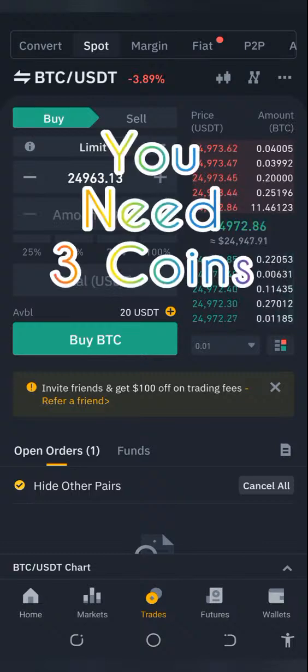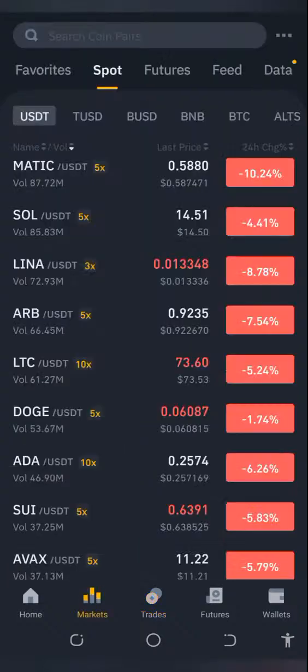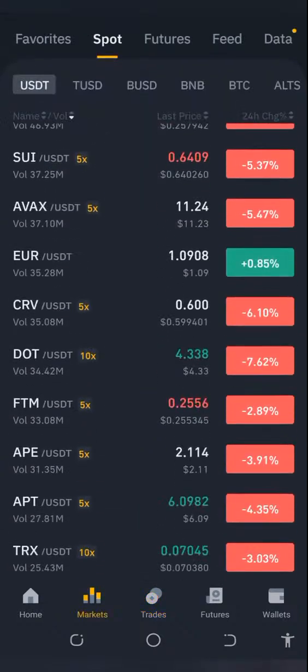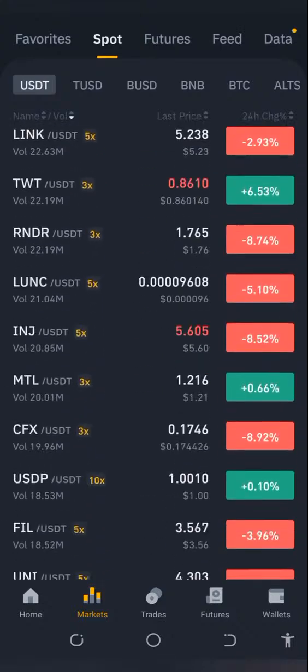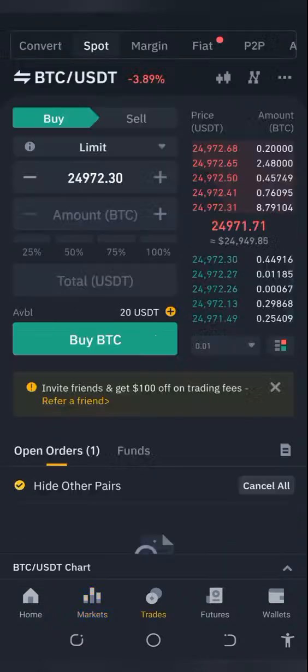First off, you need 3 coins. Look at this. We've gone to the coin section, and you can see there are so many coins here. You need to pick one. And of course, in our income strategies course, we show you how to pick the right one based on different parameters. When you pick that coin that you want to use, we're going to have 3 coins.